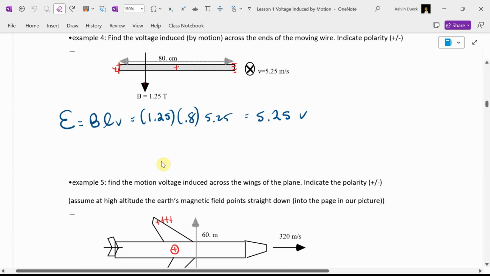The problem with this is, how far can you slide the bar in the magnetic field before you run out of magnetic field? There's got to be a better way to induce voltage. But at least we know that we can use motion to create voltage.